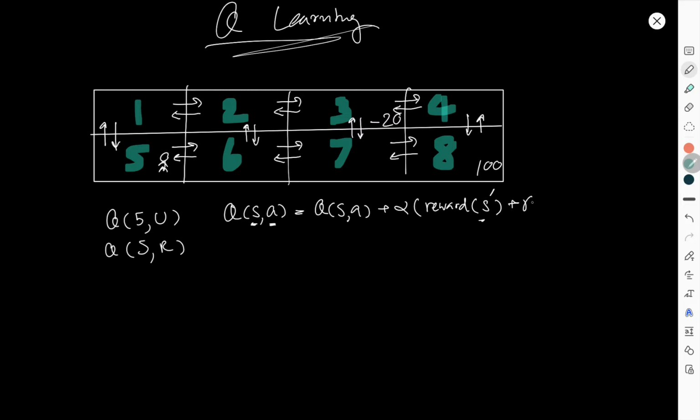Plus gamma times the max, you are at S prime. Of course, S prime has all actions in S prime. Which action gives the highest Q value? Sorry, max of Q of S prime and A prime. Okay, and then minus Q of S and A. Okay, so this is the equation.